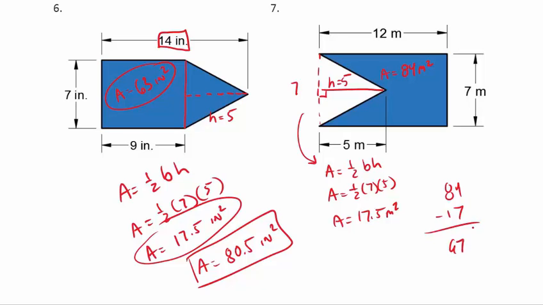And we get 67. And we get 67 square meters for the area of that shape.